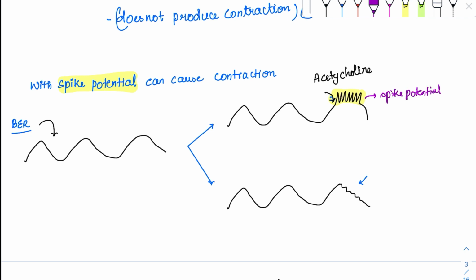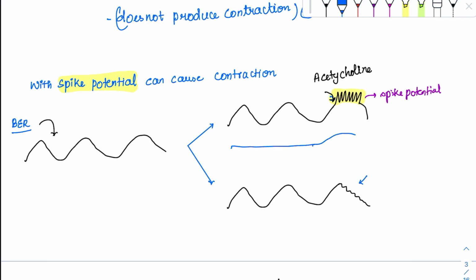So what happens whenever there is a spike potential generated? The muscle which is in the state of rest now will start showing movement. Suppose the movement of muscle is recorded, it will show a contraction movement. So it is showing a contraction movement whenever there is a presence of acetylcholine.